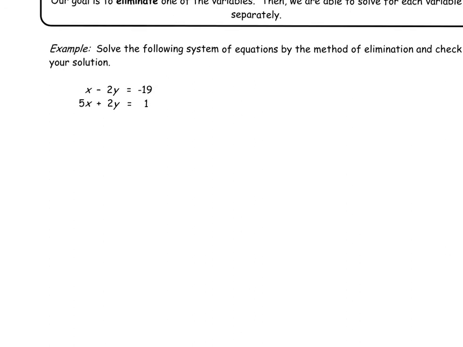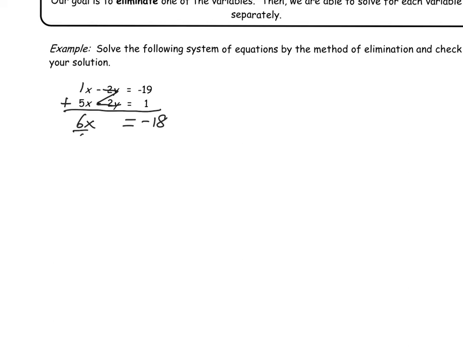So if we take a look at the first example, we see a positive x and a positive 5x in the two different equations. We see a negative 2 and a positive 2. The negative 2 and positive 2 are opposites of each other. So I can add these two equations together. Now this is really 1x, and I'm adding 5x, which gives me 6x. Negative 2 plus 2 is 0, so those zero each other out. And then I have a negative 19 plus 1, which is negative 18. So now I'm just left with the 6x and the negative 18.